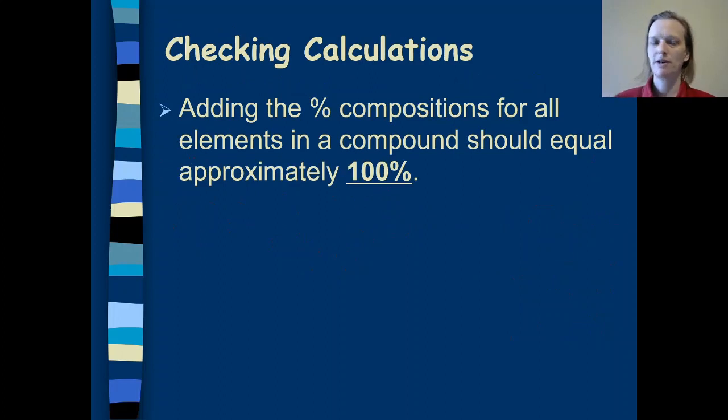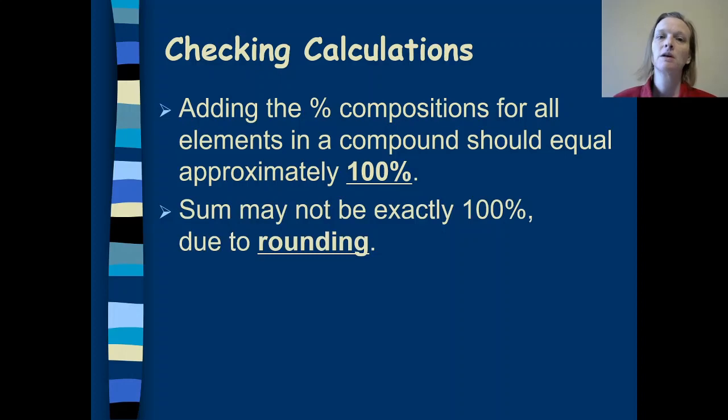So just to summarize that checking calculations procedure, if you add all of the percent compositions for the elements in your compound, they should equal approximately 100%. If they aren't exactly 100%, that's okay. Sometimes due to rounding, your values will be slightly off. I hope this helped.